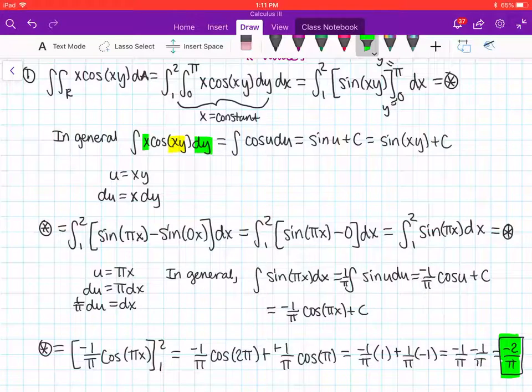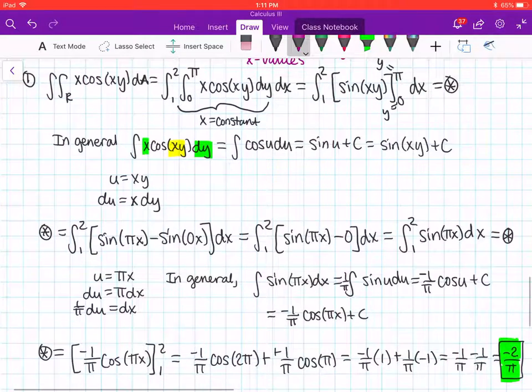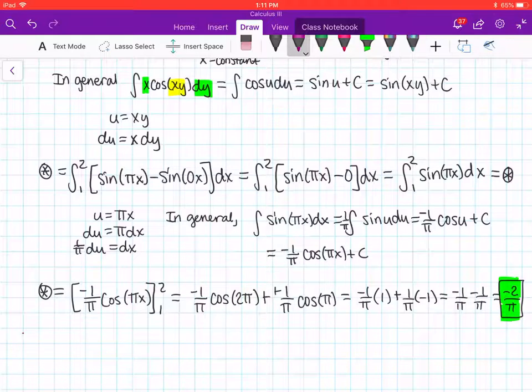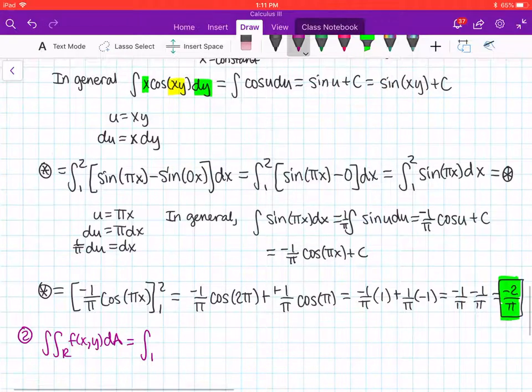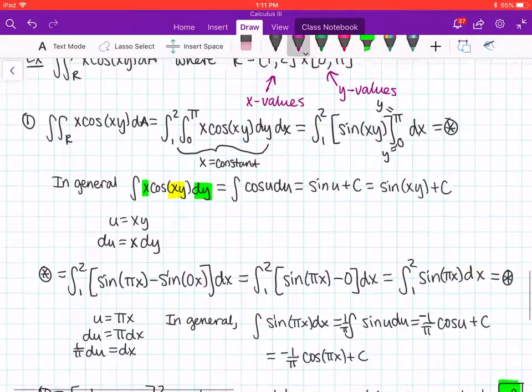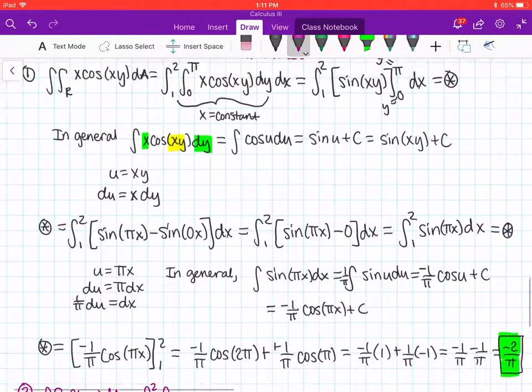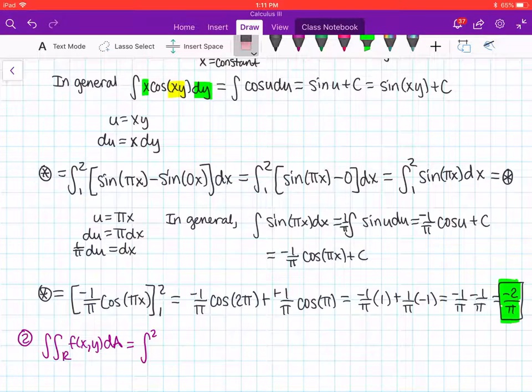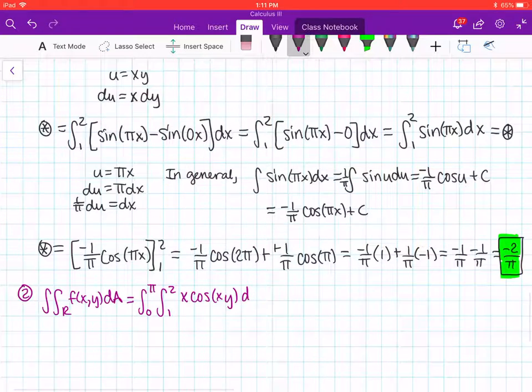Okay, so here we are. Remember, we just integrated with respect to y and then x, and we figured out what our integral was. Now let's try the other way. So from 1 to 2, and then, oh my goodness, it's from 0 to pi. The integral from 1 to 2 of x cosine xy dx dy.